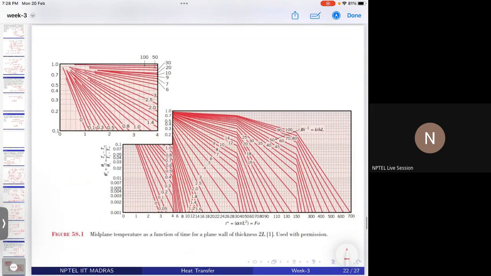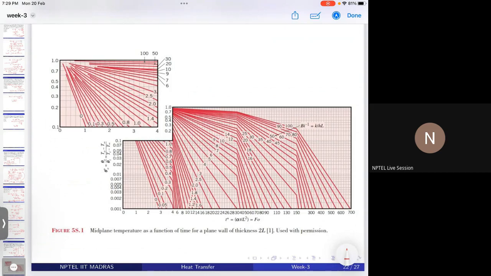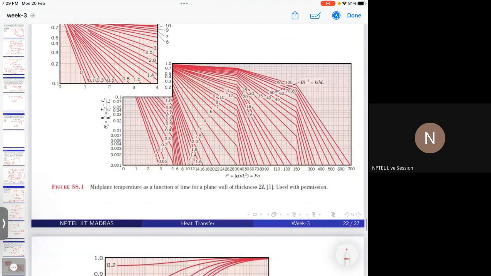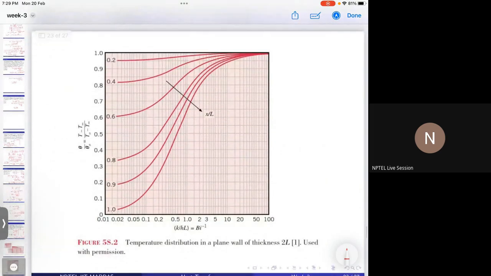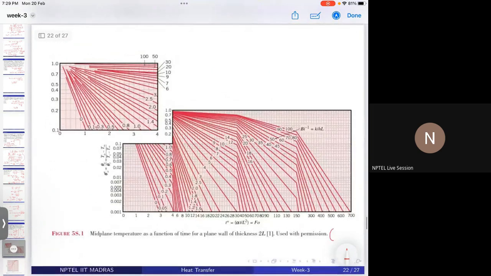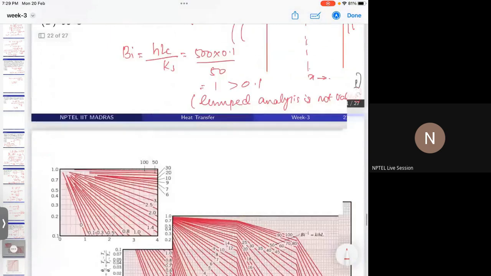This is a chart that I have taken from a textbook, Incropera. This is the midplane temperature chart as a function of time for a plane wall of thickness 2L, used with permission. And this is another chart, the temperature distribution in a plane wall of thickness 2L. These two charts we are using to find the answer to this question.